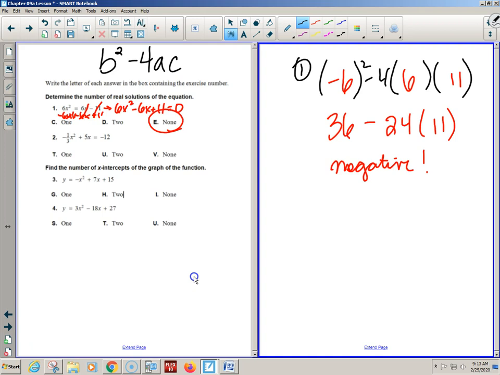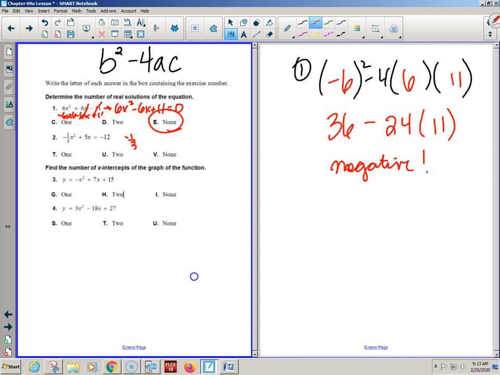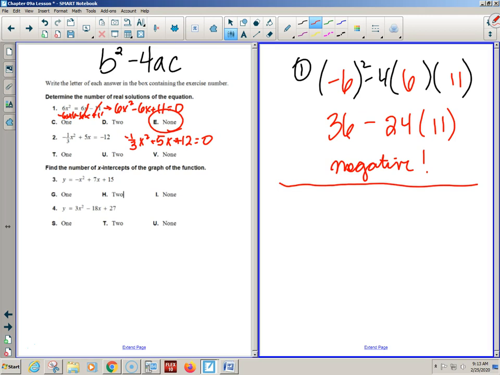Let's see. On this one, we have to add that 12 to the other side, right? So negative 1/3 x squared plus 5x plus 12 equals 0. So let's check this one out. What's that discriminant formula again?